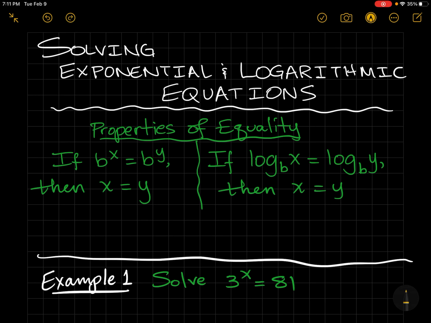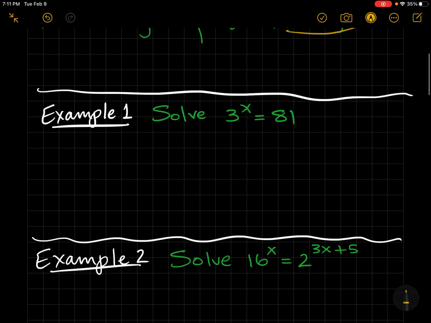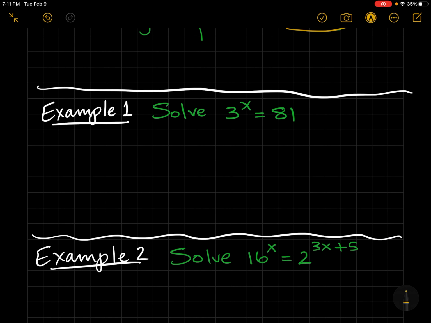Also, if you have two logs with the same exact base, then you can make a new equation with the x and y. So let's see how that's going to affect us in today's lesson. First of all, let's solve 3 to the x equals 81. Let's try to make both of the bases the same, and then we can use that property of equality.